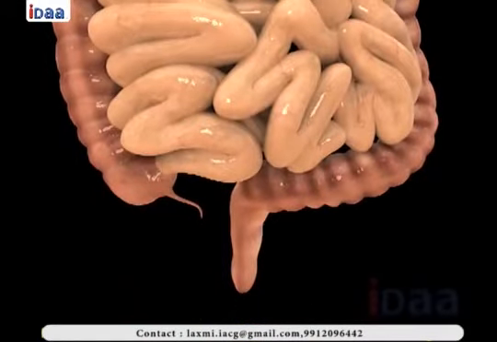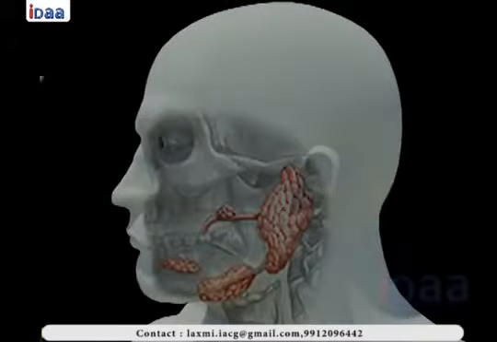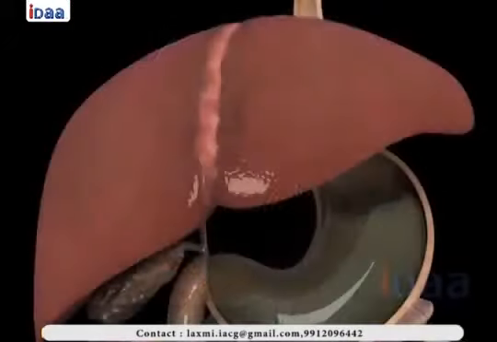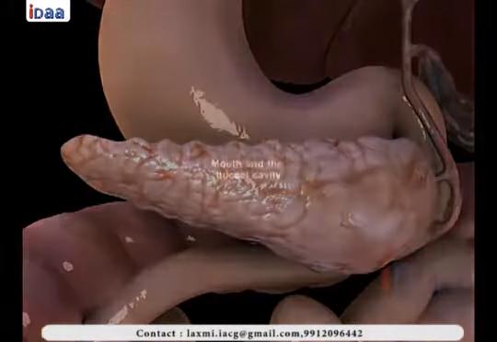The food gets digested gradually as it passes through the various parts of the tract. Digestive juices secreted by the salivary glands, liver, and pancreas also aid digestion.